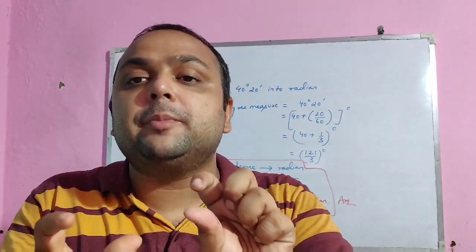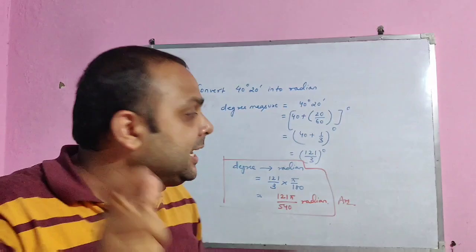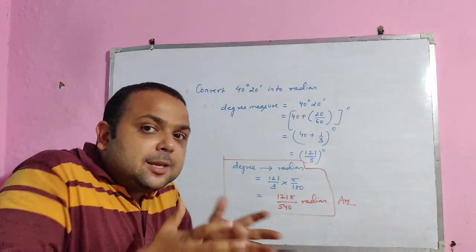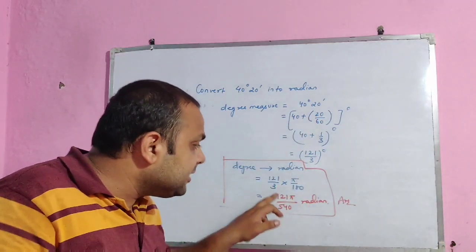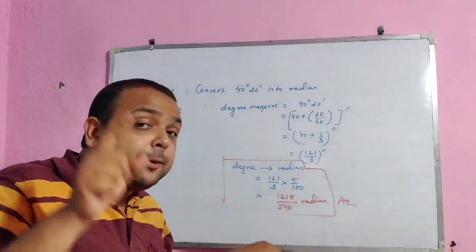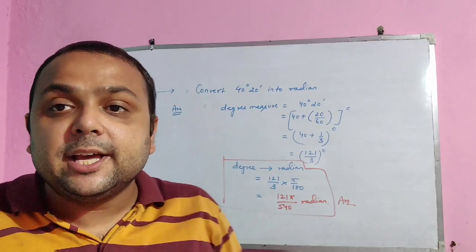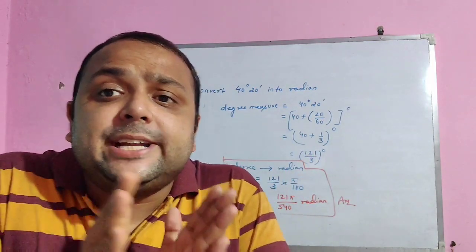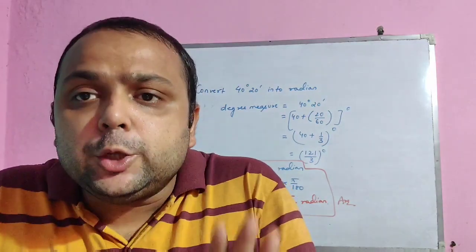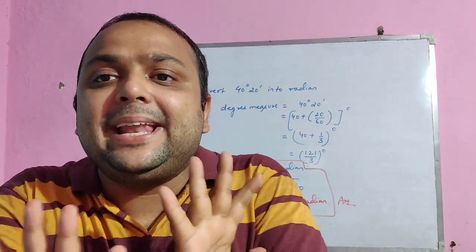Now in order to convert degree to radian, you should multiply by pi by 180, that is this, and then simplifying without putting the value of pi, you get 121 pi upon 540, which is the required radian. Remember always, when you convert degree to radian, do not use the value of pi. It should remain as it is.